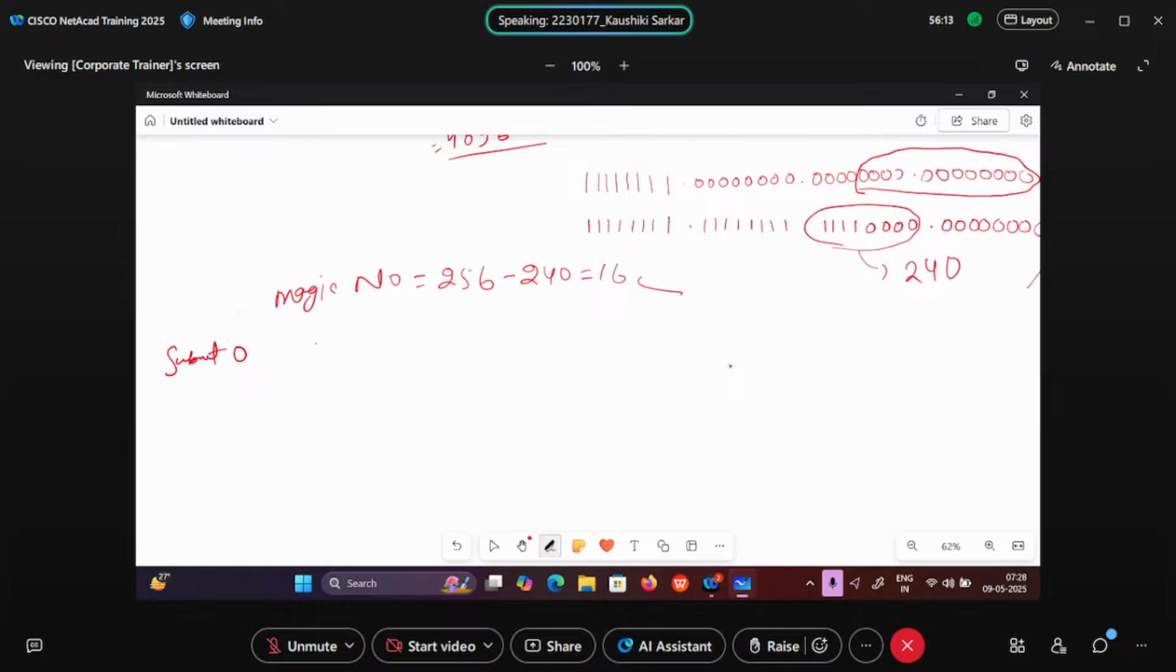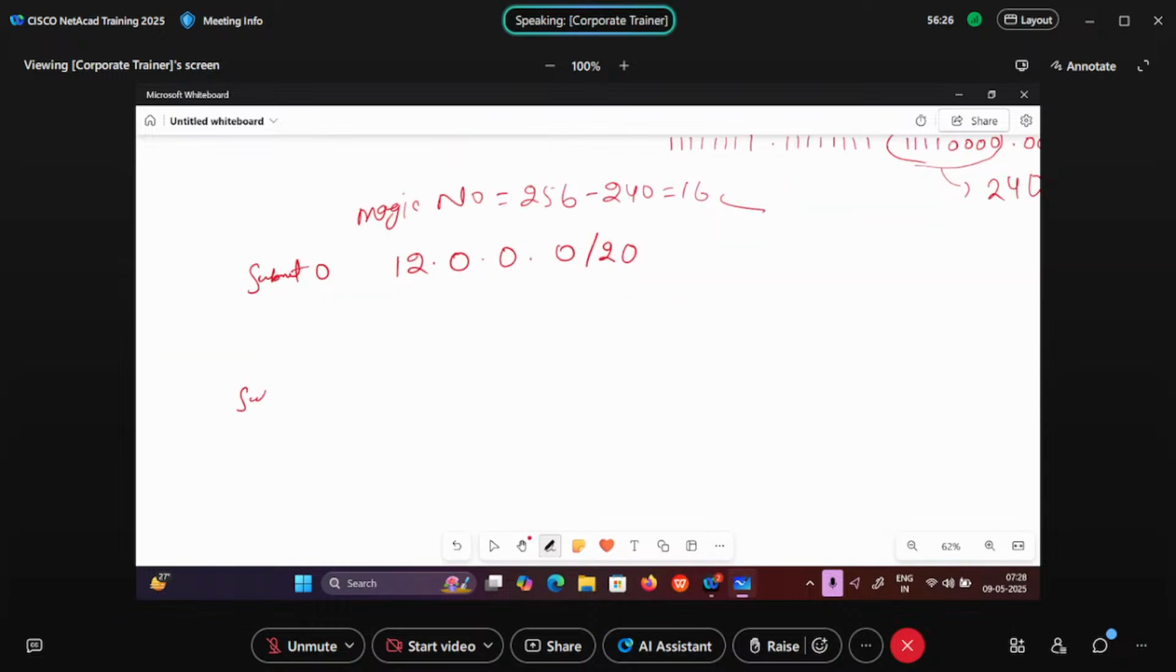Now tell me, what will be subnet 1 ID? 12.16.0.0. So where will you add 16? Will you add in the last, the second, or the third octet? Third octet. Okay.